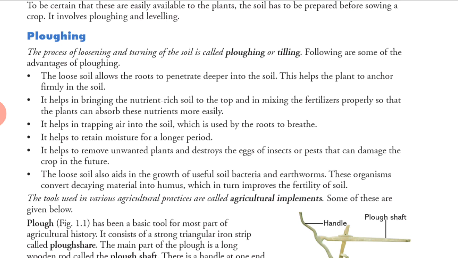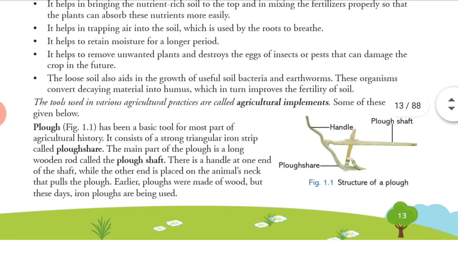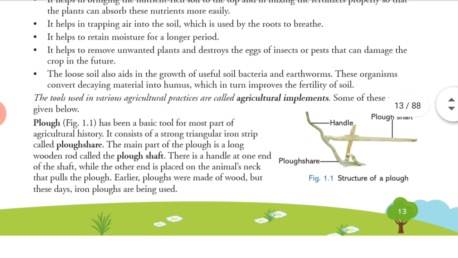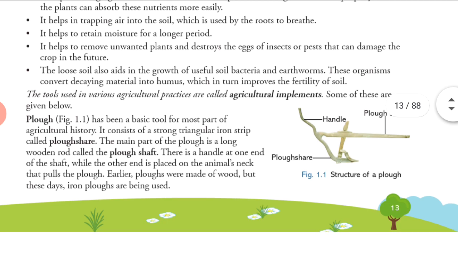The tools used in various agricultural practices are agricultural implements. Some of these are given below. Plow, you can see the structure of a plow. In the earlier time, this plow was used when crop production was done with the help of animals. The plow has been a basic tool for the most part of agricultural history. It consists of a strong triangular iron strip called plowshare. The main part of the plow is the long wooden rod called the plow shaft.